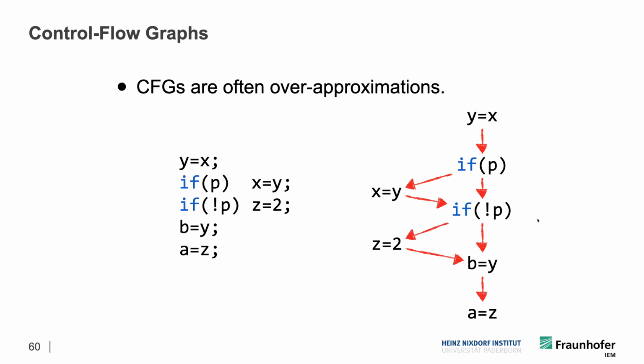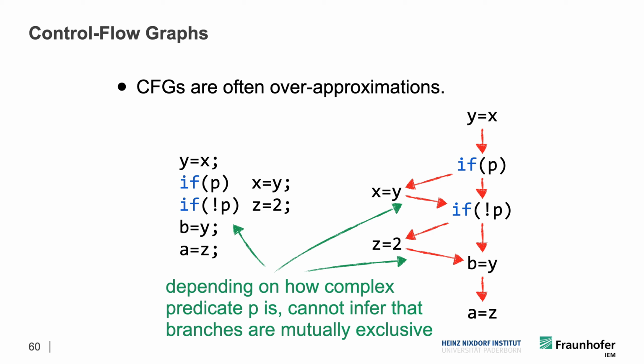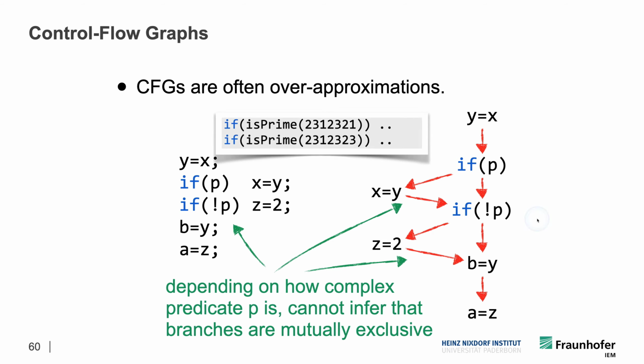And that makes also sense to some extent, because depending on how complex this predicate P is, you cannot actually possibly infer that these branches are mutually exclusive. So let's assume that P actually looks like this, right? Here we have one conditional that checks whether this is a prime number, and one other conditional that checks whether that is a prime number. And I'm not sure who of you could immediately tell me which is a prime and which one isn't, and if both are primes or if they're both not, right?